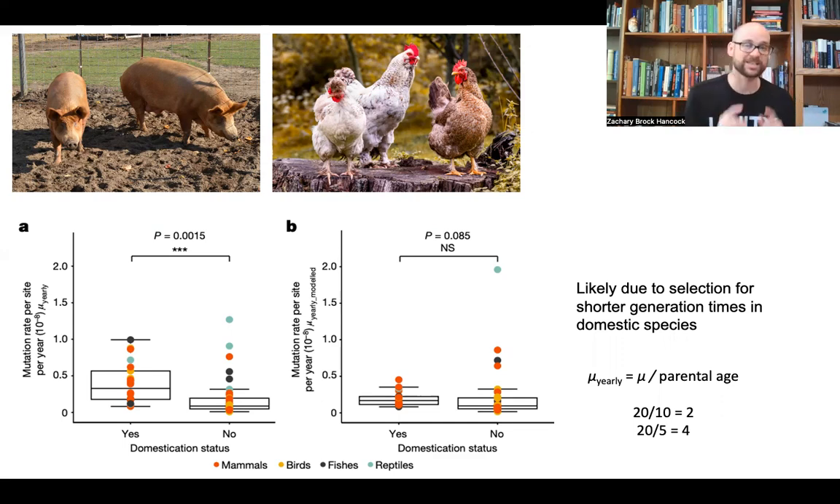Right. So what they did is they accounted for this difference in the parental age, assuming that humans have been selecting for younger ages. And when you do that, when you account for that difference, there's actually no difference between whether you're domestic or wild. That the per generation mutation rate or the per yearly mutation rate is actually very, very close to being the same. So this difference that has been pointed out in previous studies and that they found here, it's probably not actually a difference in the mutation rate, but rather reflects selection for shorter generation times in domestic species.